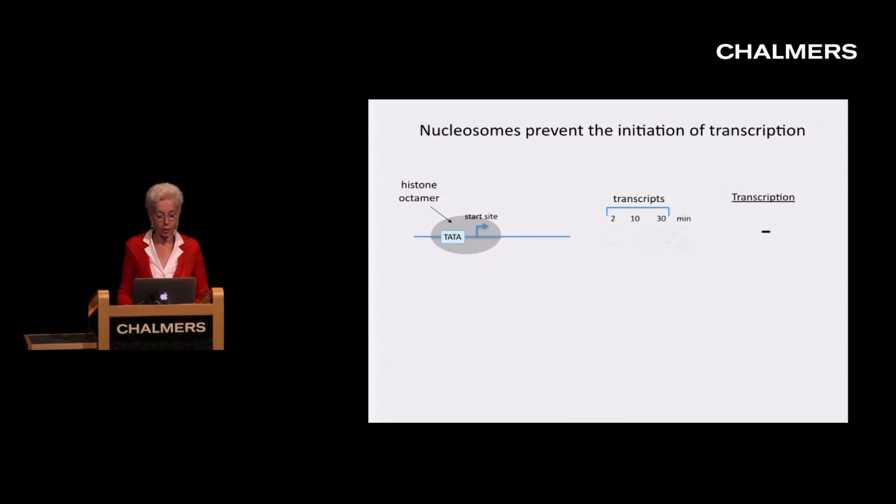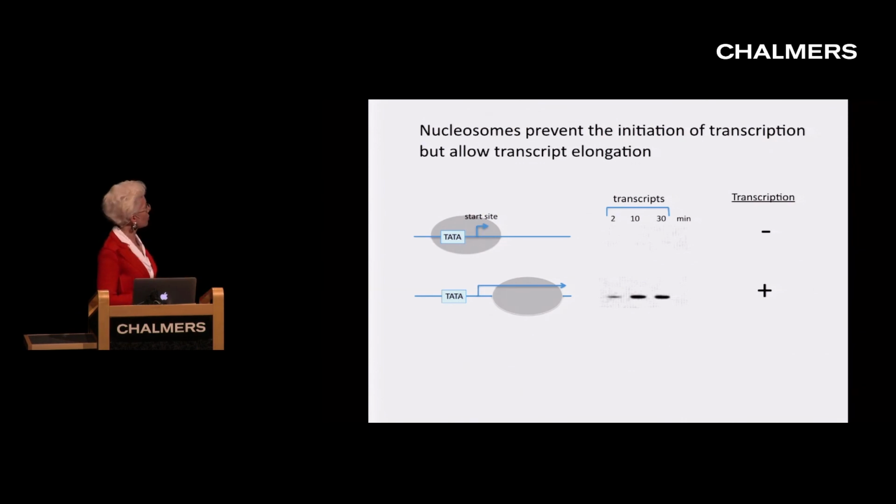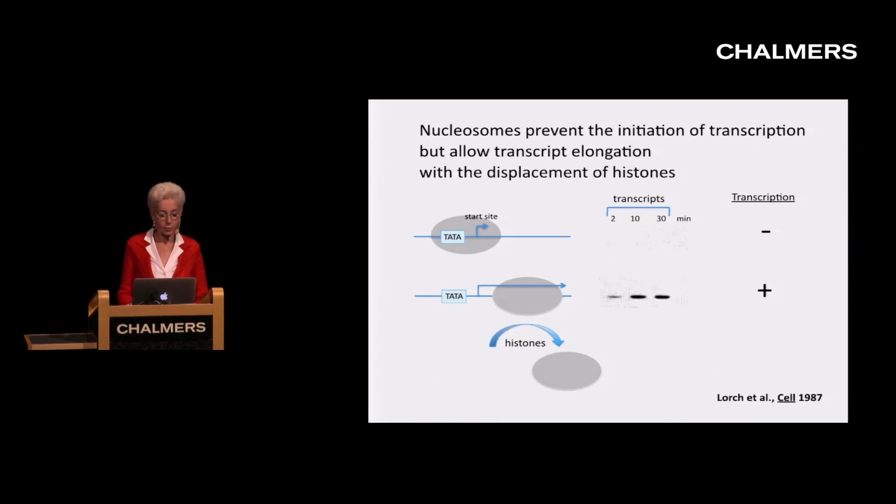This was not a general inhibitory effect of the histones upon RNA polymerase II, because a nucleosome downstream of the start site was no impediment to transcription. RNA polymerase could read right through the nucleosome. Transcription through a nucleosome displaced the histone octamer from the DNA. To summarize, the nucleosome is a general gene repressor. Nucleosomes prevent the initiation of transcription, but allow transcript elongation with the displacement of histones.